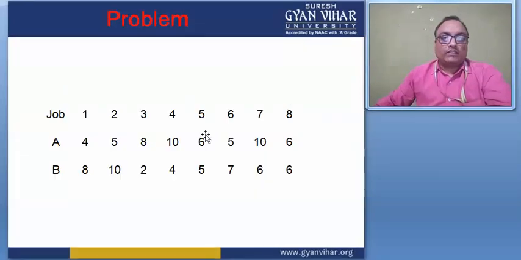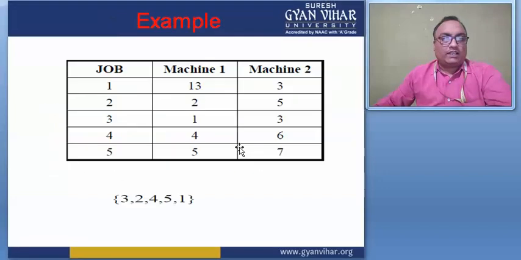So this is one more question. Just write down this question, and first you complete the sequence of this problem. Here the sequence is 3, 2, 4, 5 and 1. 3, 2, 4, 5, 1. This is the sequence of this problem. So you can solve this problem in your homework also, right?